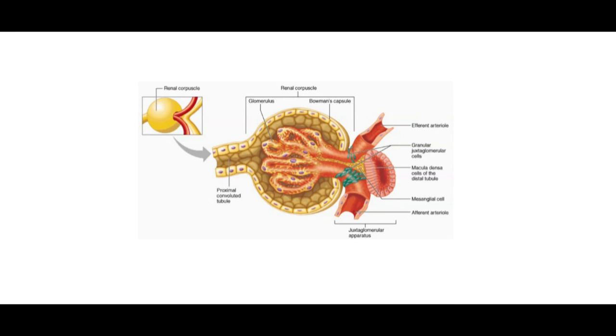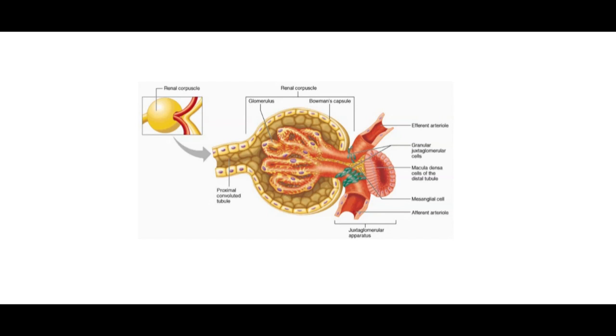What we're looking at here is we have our afferent arteriole and our glomerular capillary bed going out through the efferent side. What is this? That's the distal convoluted tubule. This is part of your nephron. So inside here is your filtrate.